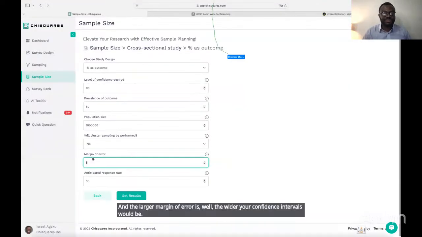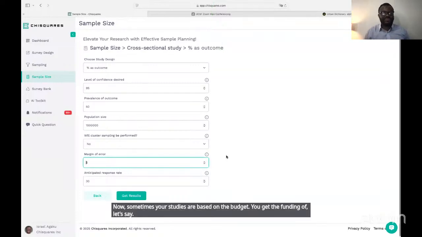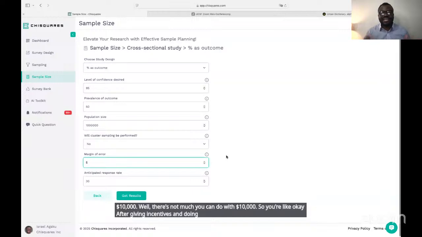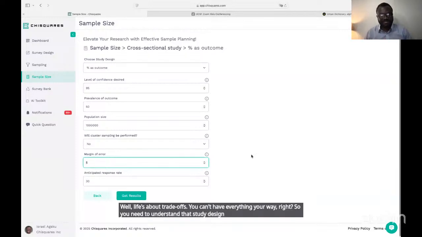So here you're going to put the margin of error you're willing to accept or live with. Now, sometimes your studies are based on a budget. You get funding of, let's say, $10,000. Well, there's not much you can do with $10,000. So you're like, okay, after giving incentives and doing all of those things, I don't have a lot more money. I can't recruit a lot of people. Well, life's about trade-offs. You can't have everything your way, right? So you need to understand that study design is all about trade-offs. Nobody has everything in this life.